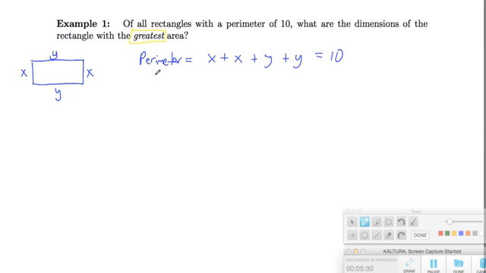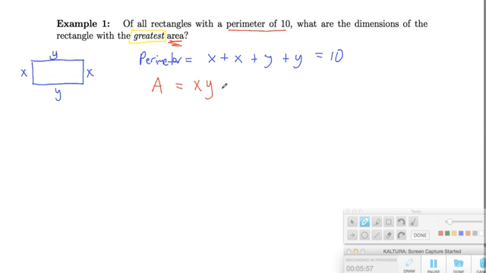But we're not maxing the perimeter. The perimeter is set in stone at 10. What we're trying to max is the area. So it's the area, or we could call that function A if you like. You could also call it function F if that helps you. Now area of a rectangle is length times width, right? But here, since we've named them x and y, we'll use that.